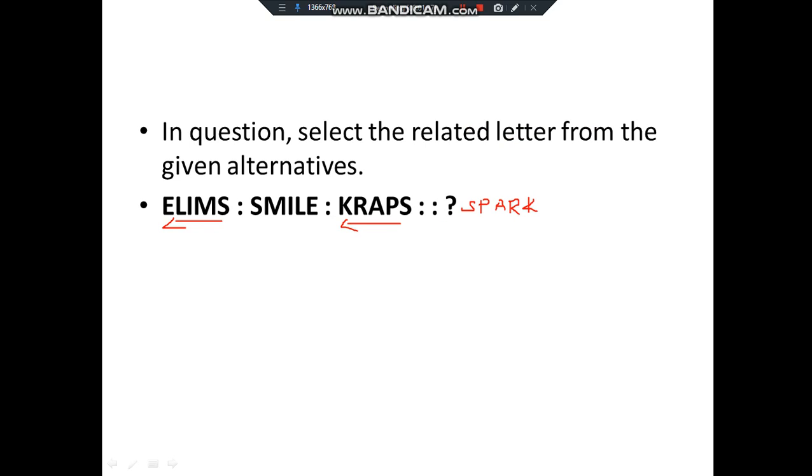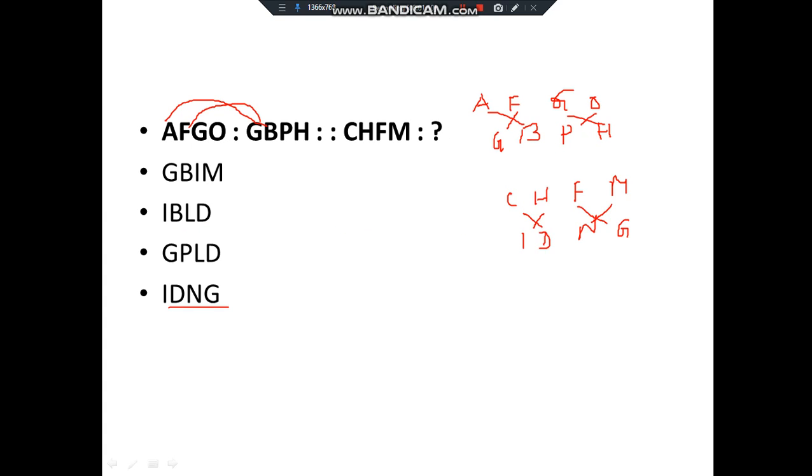See, in this question, just the reverse order, right? ELIMS. So when you reverse it, you get SMILE. So KRAPS, when you reverse it, you get SPARK. Okay. Next question, AFGO, GBPH. Similarly, this is what? See, you write it down in this vertical form. You can find the first position, next letter is in the second position. Okay, so follow the same order, you will get as IDNG.